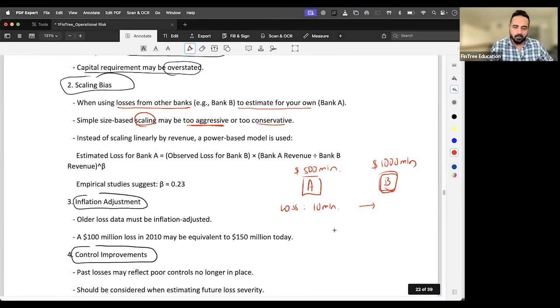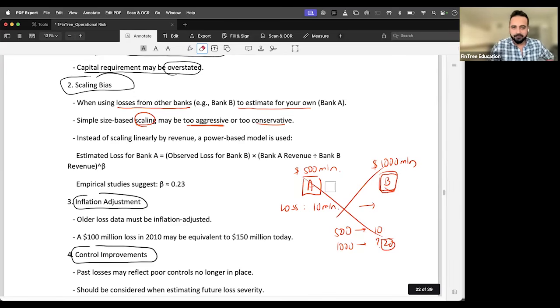Now, one way to do it is you can do proportionate calculation. You can say 500 had 10 million, so maybe 1,000 million should have how much? 20, right? Cross multiplication. But this method doesn't work. The Basel actually reports a slightly different method. So what would be that different method?